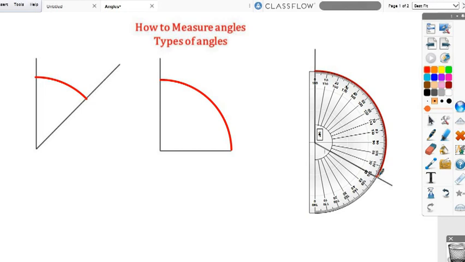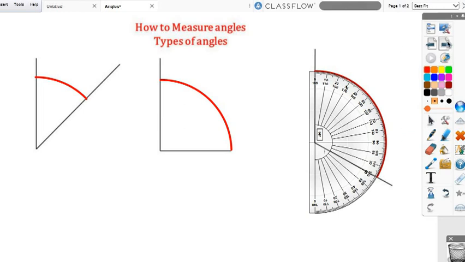An obtuse angle is an angle that is greater than 90 degrees but less than 180. So 95, 100, 120 till 179, not up to 180. That gives us the obtuse angle.